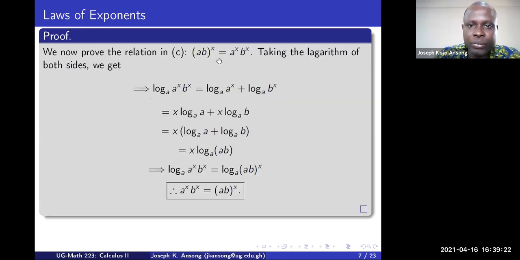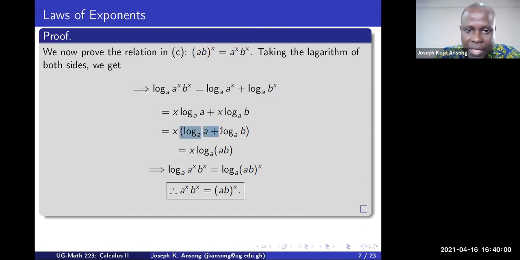Okay, so to prove this expression here, we're going to take the right-hand side and show that it's equal to the left-hand side. Log to the base a of this guy is a product. It's a to the x multiplied by b to the x. So I can split this into log of a to the x plus log of b to the x, right? Now, this is to the power x, so I can bring the x down here, and that gives me this. I can factorize the x, pull it out, and you have log a of a plus log a of b, right? Good.